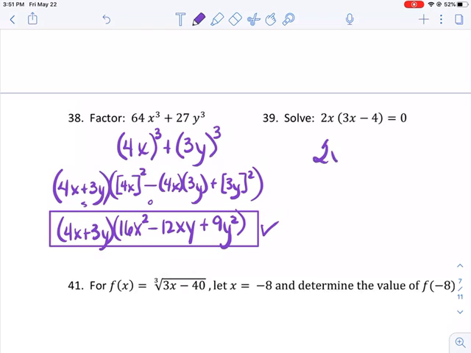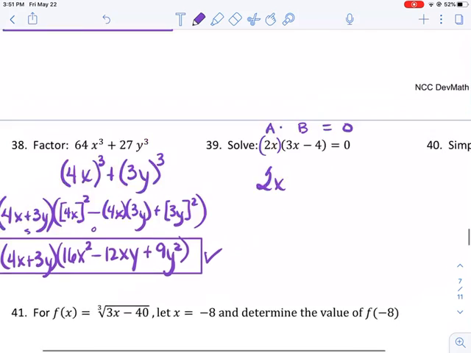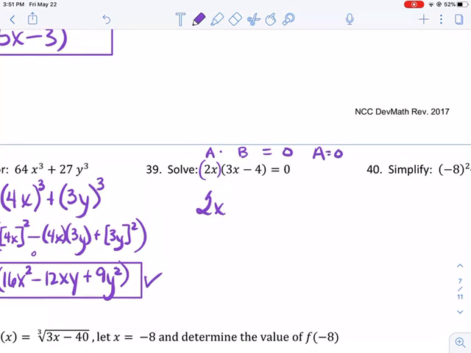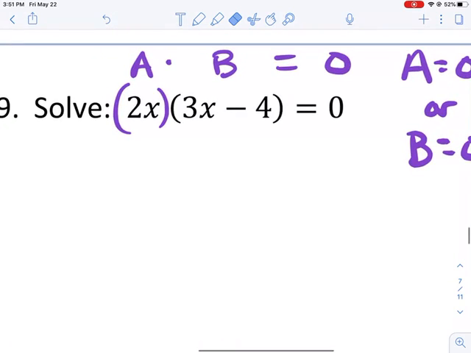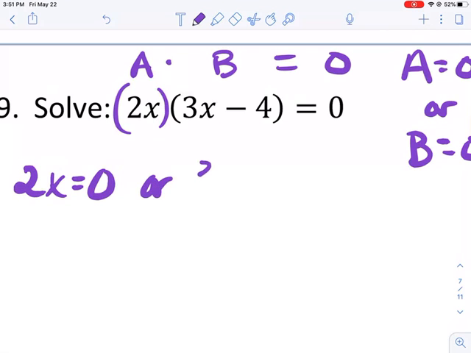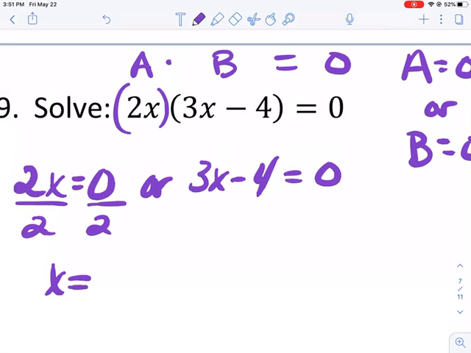Okay, for the next problem, if we solve this, we have it already in factored form, so it's like your a times b is equal to 0. So what you would say is that a is equal to 0, or you would say b is equal to 0 when you have a product equal to 0. So we're just going to take our factors, 2x equals 0, or 3x minus 4 is equal to 0. For the first one, we divide both sides by 2. We get x is equal to 0. That's one of our solutions.